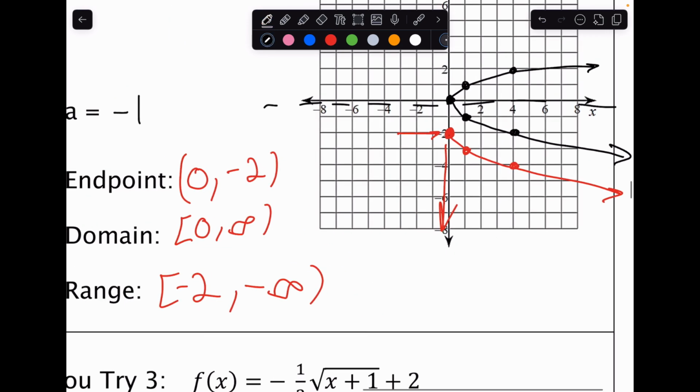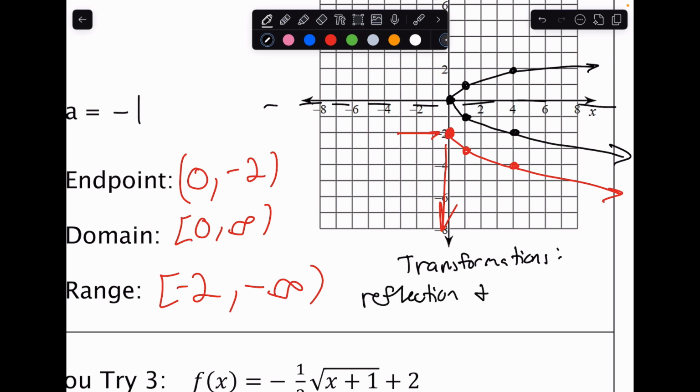Now, if you're giving me the transformations, that's going to be a reflection. And we went 2 down.